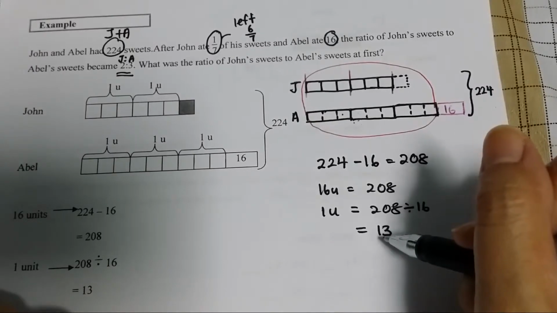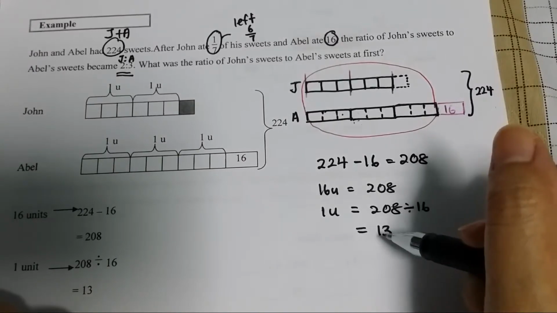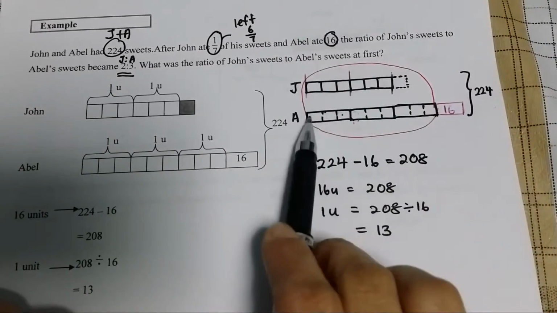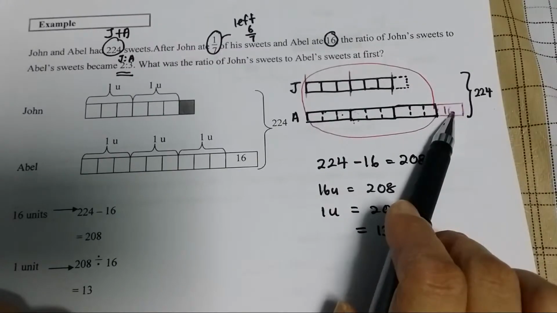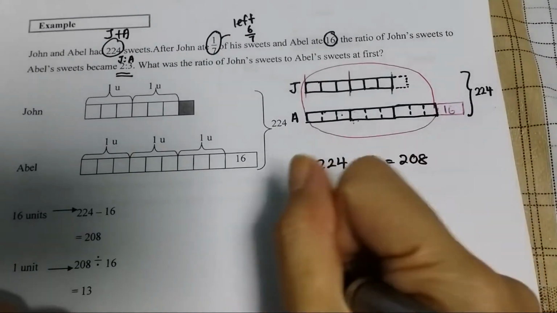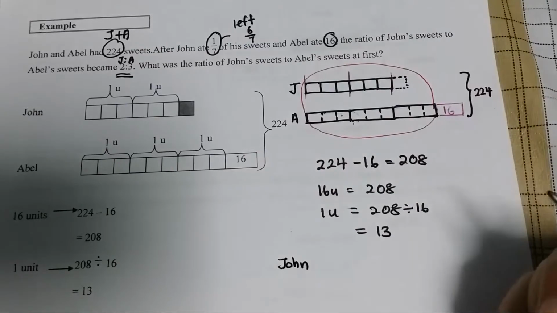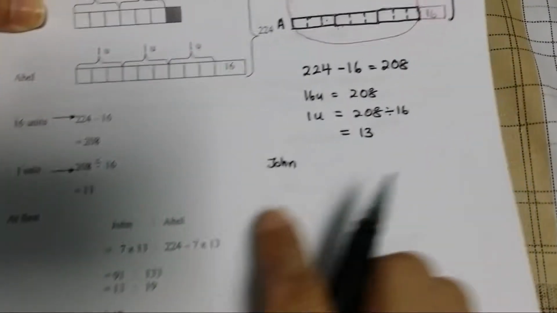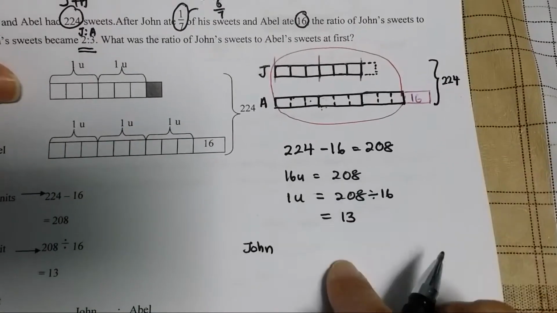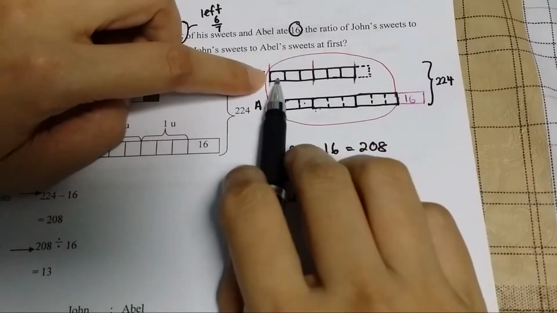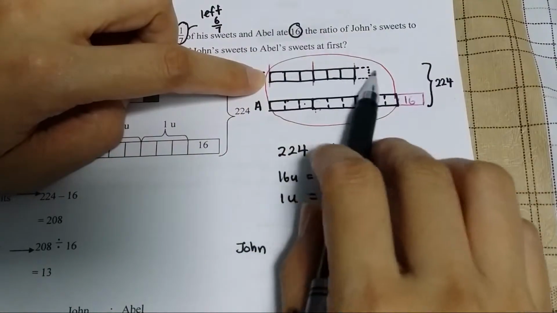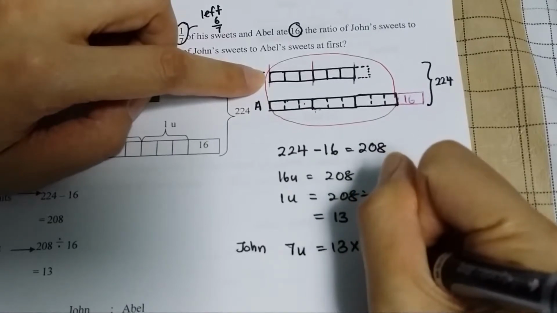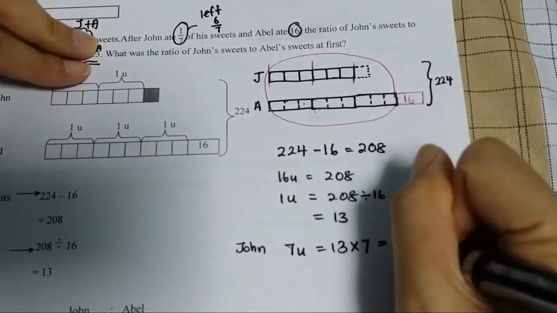Then they ask you what's the ratio of John to Abel. So first of all, you must find the value for John and the value for Abel. Okay, so we find the easier one. We find John first. So John, I label at the side. This one they represent in a ratio method. Okay, I just want it to be neater, so I'm representing it this way now. John, there are 3, 4, 5, 6, 7. So 7 units equals 13 times 7, which equals 91.